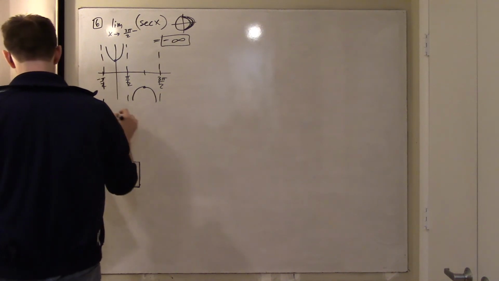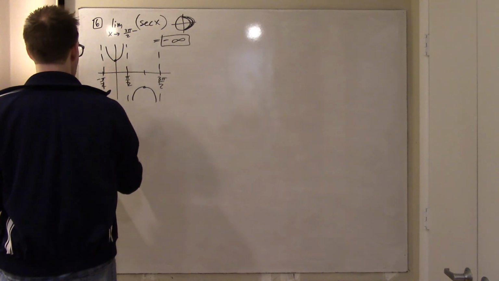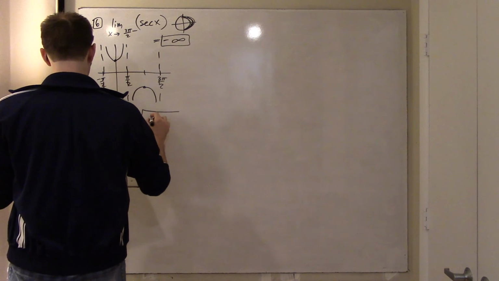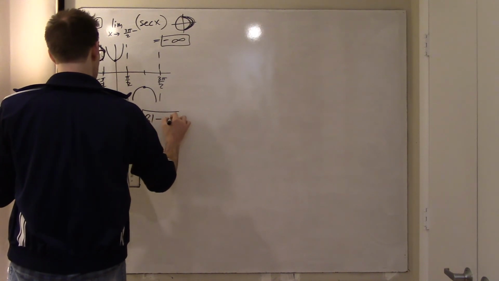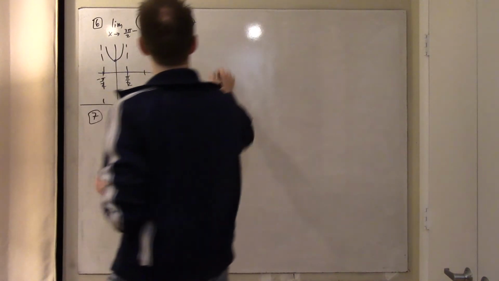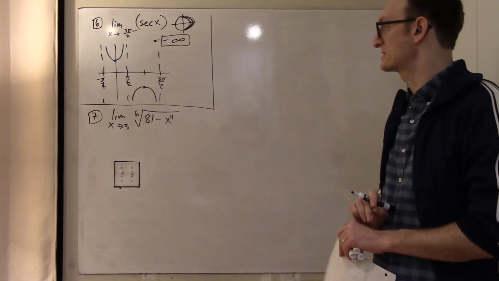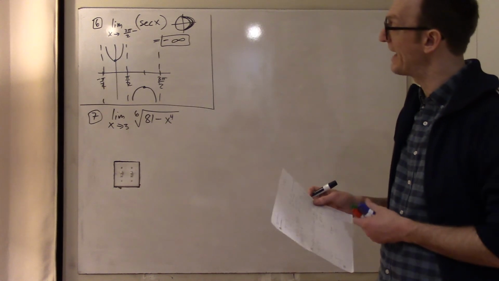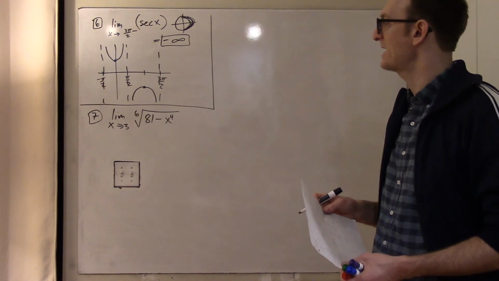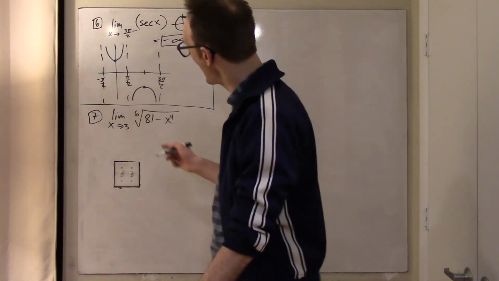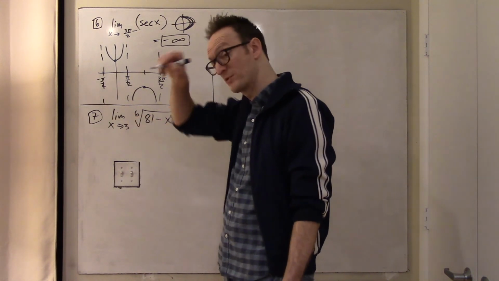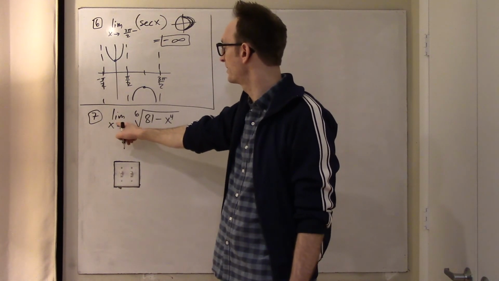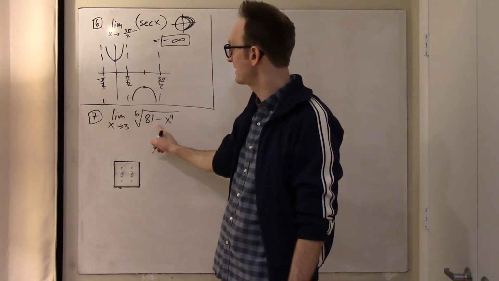Number 7, this is another trick. This is the limit as x approaches 3 of the 6th root of 81 minus x to the 4th. Well, this limit does not exist for the exact same reason as the previous problem, number 5, but here maybe it's a little bit less obvious. You can only take the 6th root of a positive number. If you try to take the 6th root of a negative number, that doesn't work. And if you plug in a number which is a little bit more than 3, then the inside here is negative.